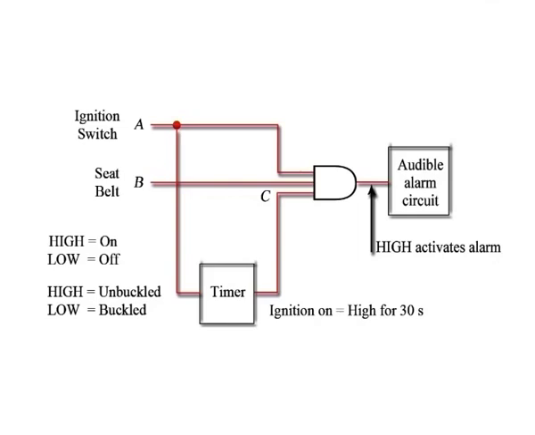If all three conditions exist, that is, if the ignition is on and the seat belt is unbuckled and the timer is running, the output of the AND gate is high and an audible alarm is energized to remind the driver.